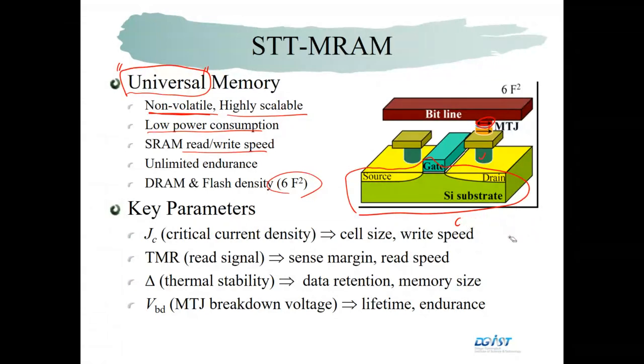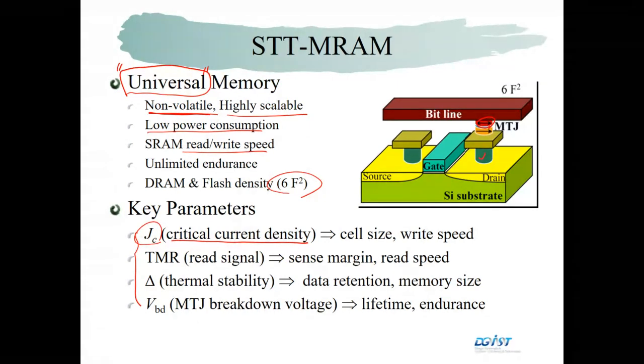Okay, so in this sense, in the development of STT-MRAM, there are many issues. Let me summarize these four issues. One is called the critical current density, in other words, JC. That means the minimum current density to switch the cell or write the information. So it should be low. And the reading signal is related to TMR. If we have a larger TMR, we have a large sensing margin, and we can read faster. So large TMR is better.